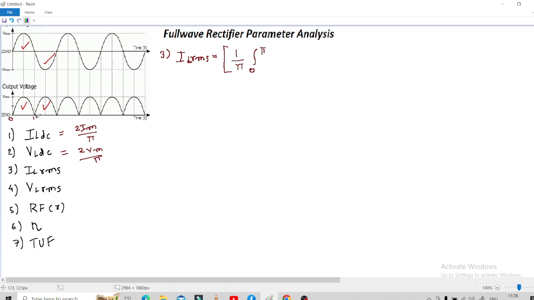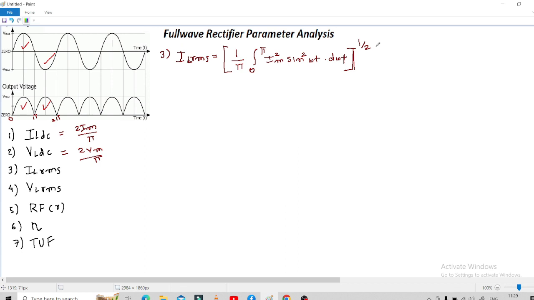So this is 0, pi, 2 pi. We are taking 0 to pi. As this is RMS, it will be Im square into sine square omega t into d of omega t, and then the bracket is closed, raised to half.